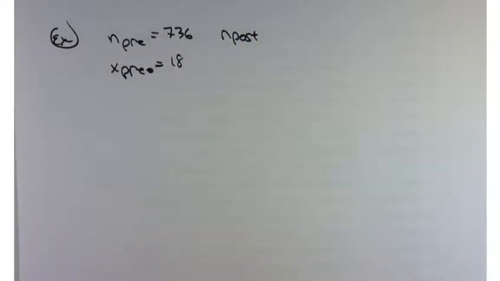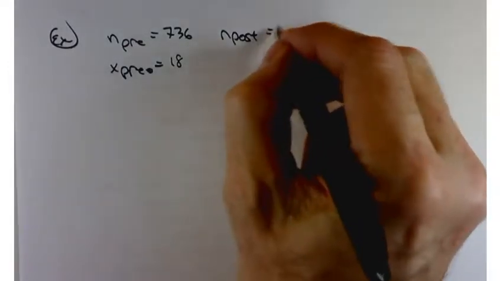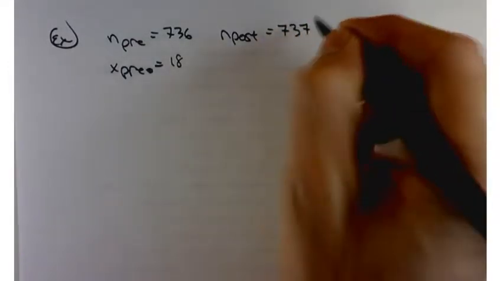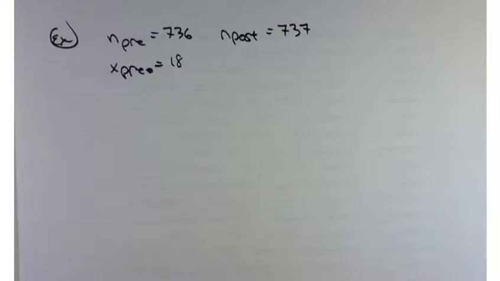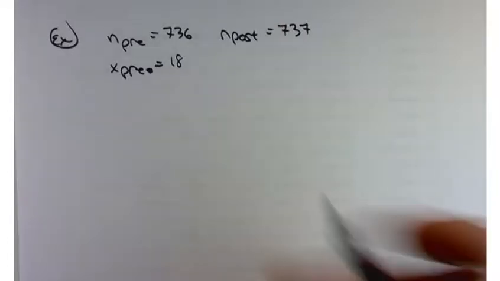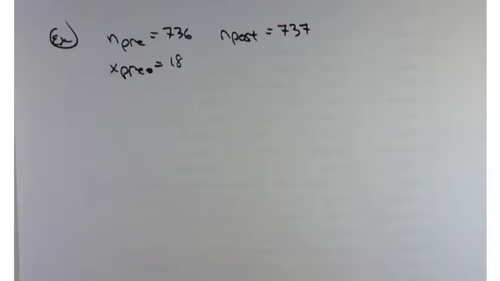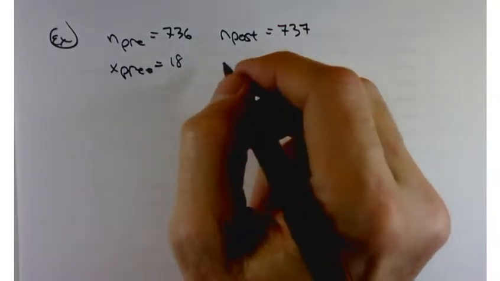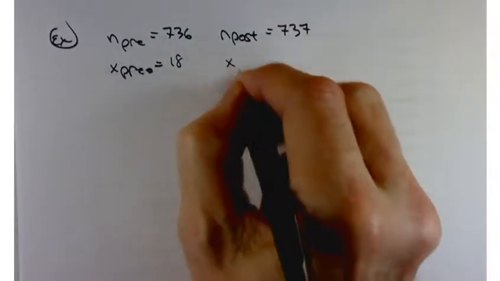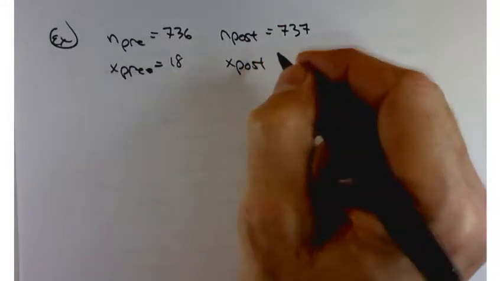Now, post. I have to notice that this number is really, really close. I can't help but think it's not accidental. 737 blood samples tested post changeover in the water source, and X sub post is 36.